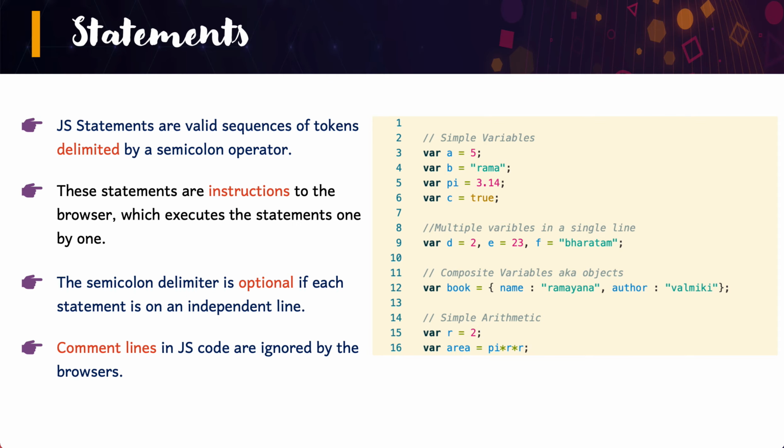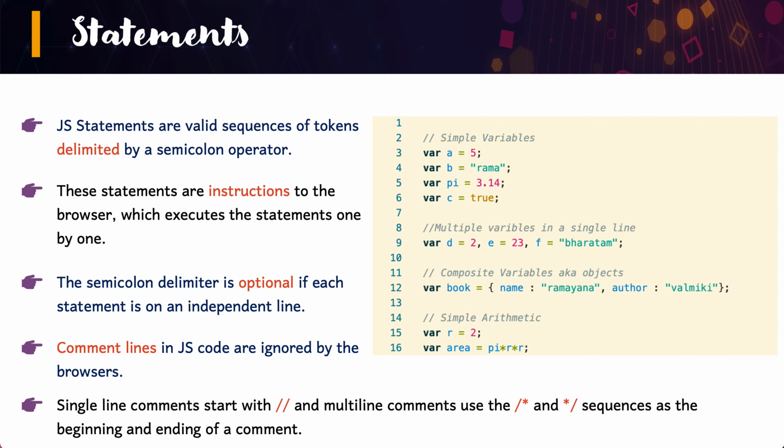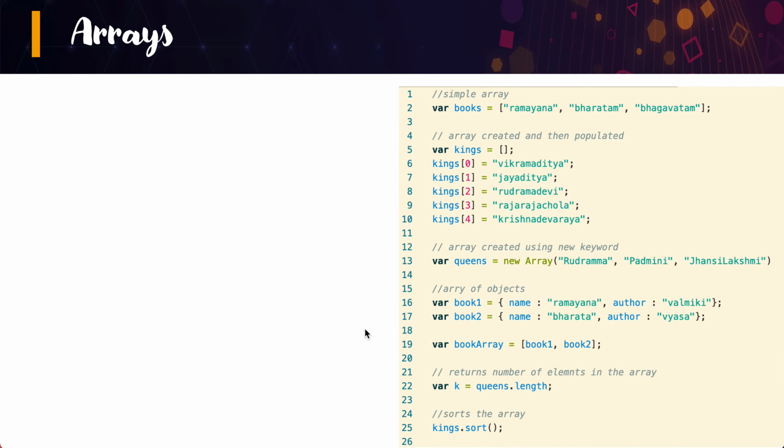There are two kinds of comments. One is a single line comment, which is with the 2 forward slashes, and there is a multi-line comment, which is much like C and C++ and Java. So we don't need to go further into it. The comments are very similar across programming languages.